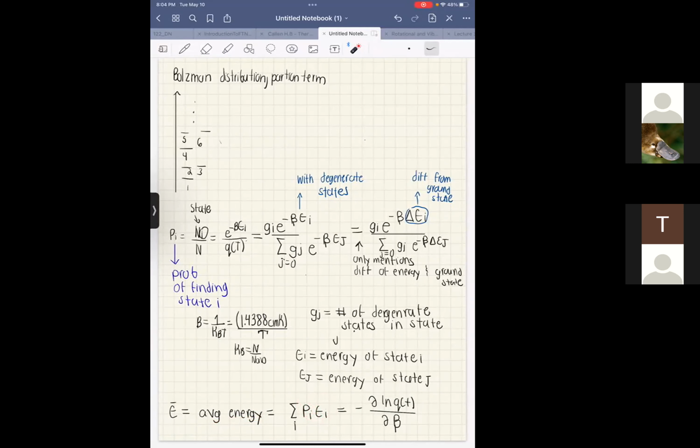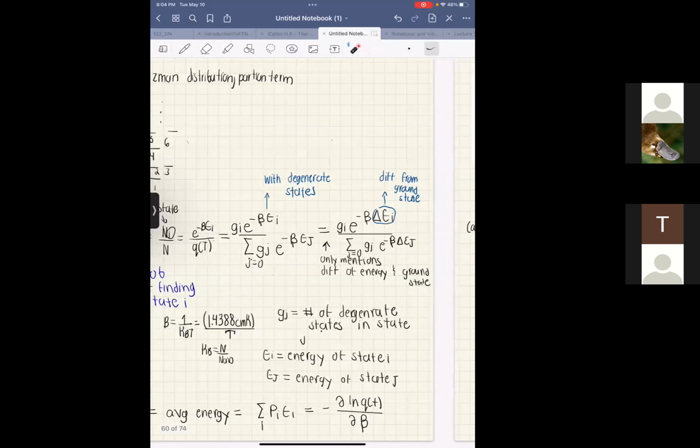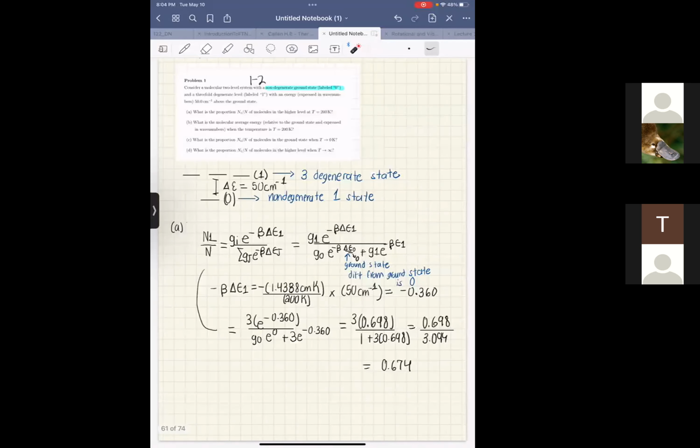So let me go in depth with one example. Let's say consider a molecule with two states, a non-degenerate ground state labeled 0 and a threefold level labeled 1 with energy expressed in wave numbers. So I drew this, so it's threefold degeneracy. There's three states at the same energy level, and there's a non-degenerate state, which means it's only one state. It's asking you what is the probability, what's the portion n1 over n of the molecules in the higher level, at T equals 200. So we can just plug it in.